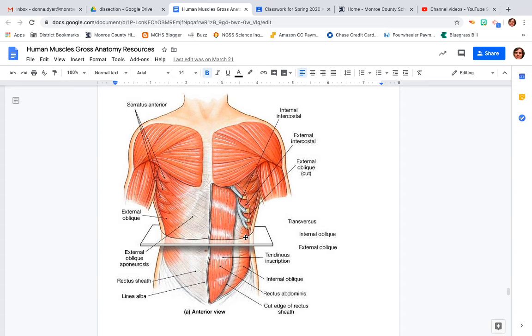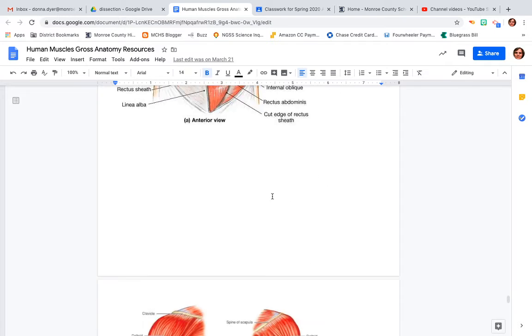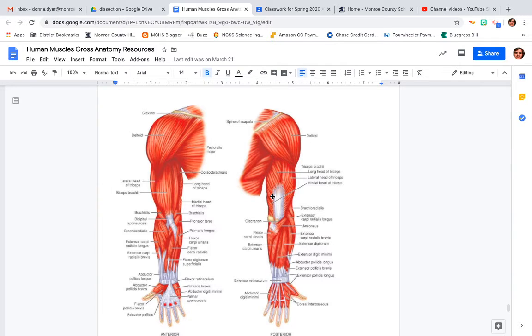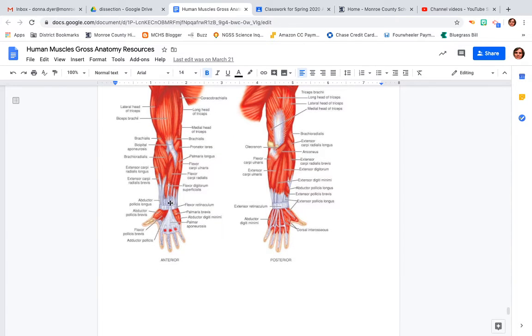Here again, just another picture. Here we have a rectus abdominis, our linea alba, the white line. We have the external oblique, internal oblique, deltoid, pectoralis major. We can see a little bit of the biceps here. Here are some more views of the arm. Again, anterior view, so front of the arm, posterior view, back of the arm.